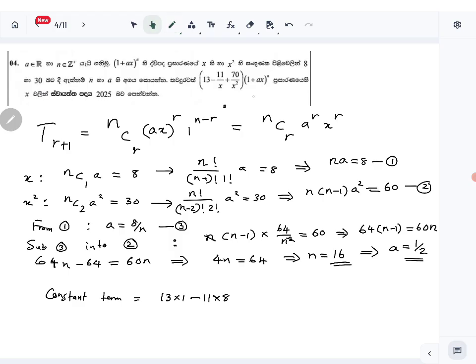Then another way you can get the constant term is by cancelling the x squared. So 70 into what is the x squared coefficient in this expansion? 30. So plus 70 into 30. So you get 13 minus 88 plus 2100. When you simplify, it is equal to 2025. So that is the fourth question. Right. Next, we'll look at the fifth one.